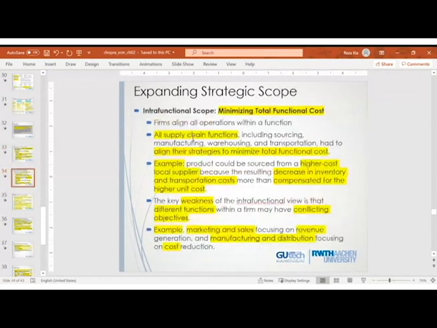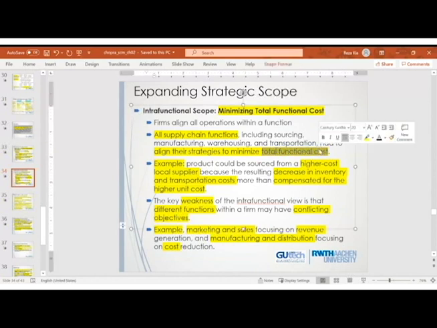And the other scope is the intra-functional scope, which tries to minimize total functional cost. So again, in this scope, all supply chain functions, including sourcing, manufacturing, storage and transportation, should be aligned together to minimize the total functional cost.